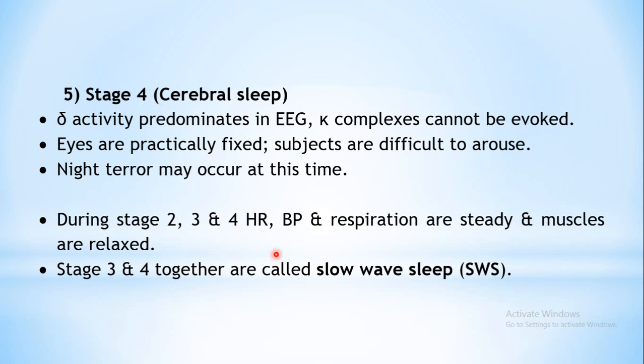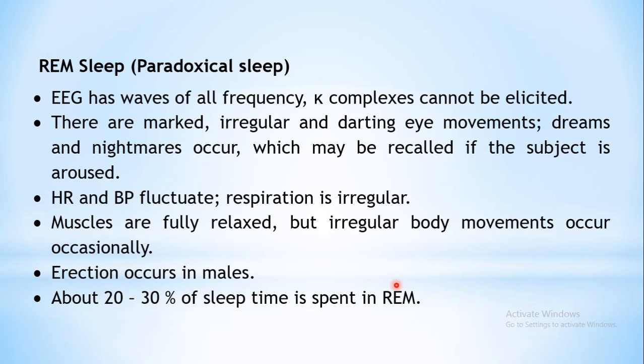Now, if you consider the common points in stages 2, 3 and 4, the heart rate, BP and respiration are all steady. They are not fluctuating, they are normal. Muscles are completely relaxed. Stage 3 and stage 4 taken together are also known as slow wave sleep, or SWS, the accepted short form. These 5 stages are included under NREM sleep.